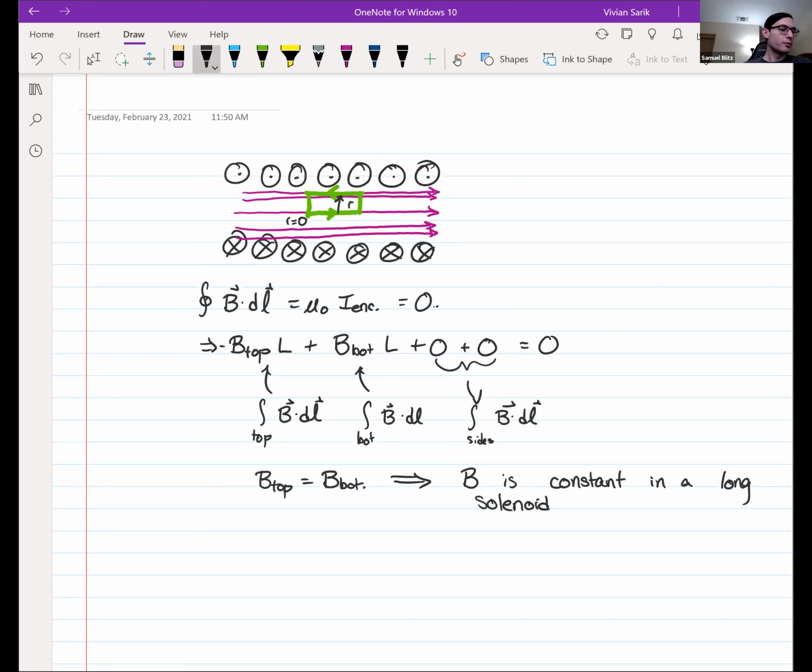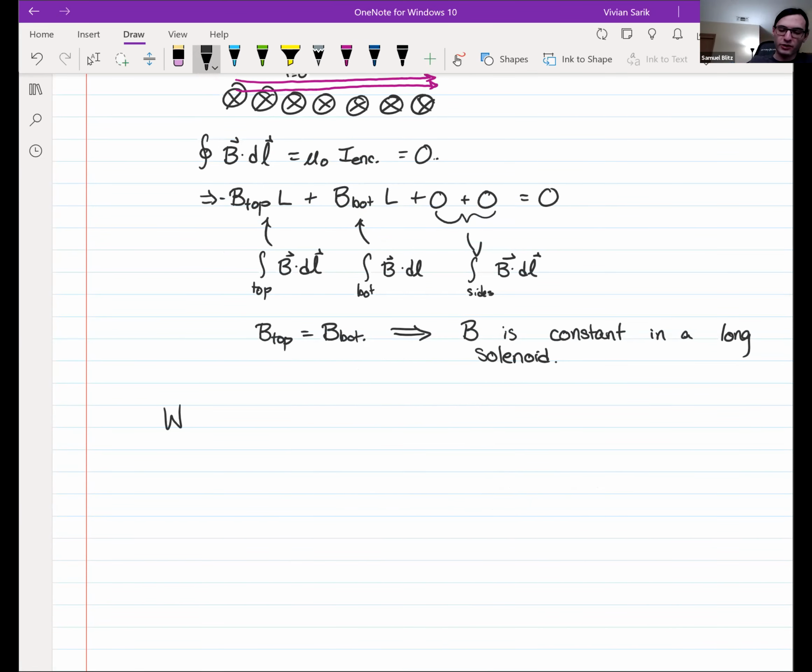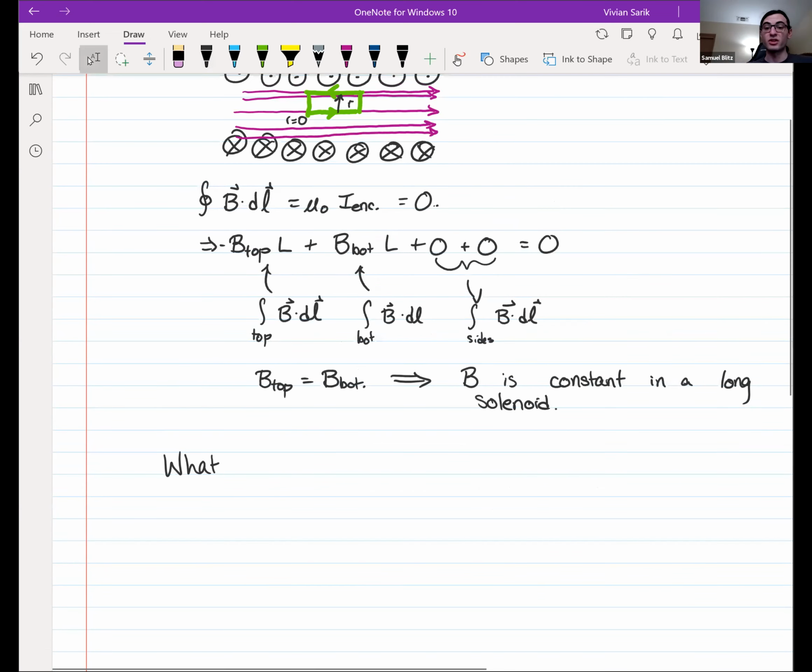Right. So the next thing that we can do is we can use the same sort of procedure outside of the solenoid.